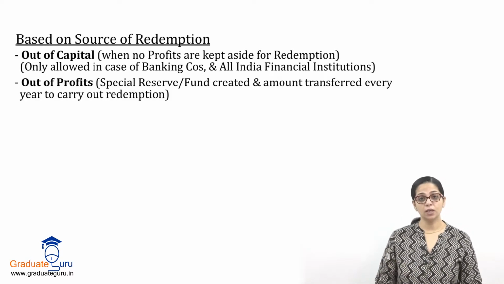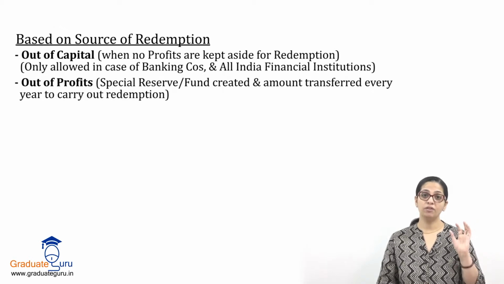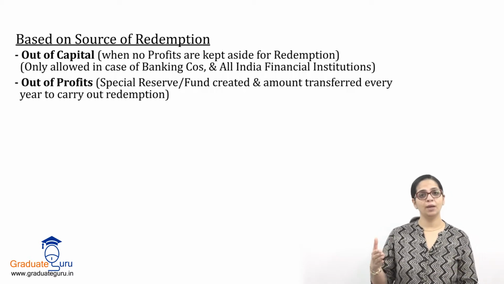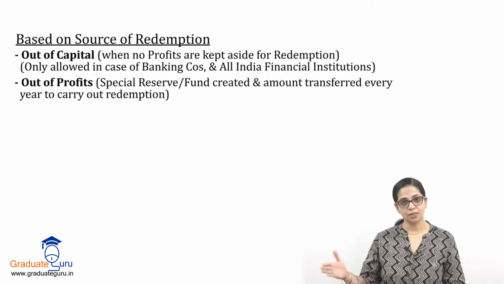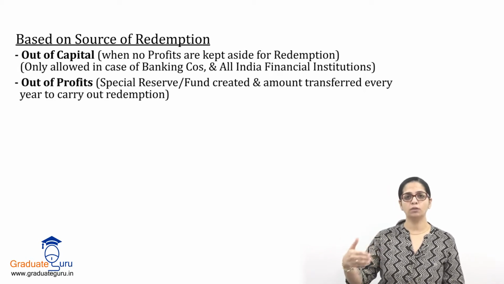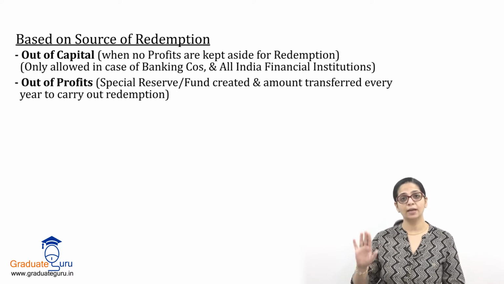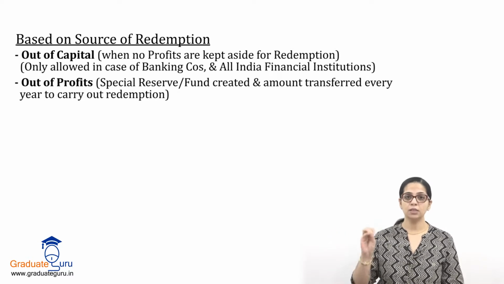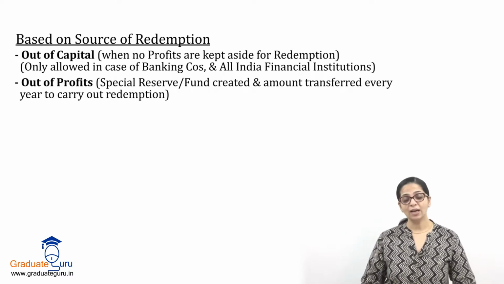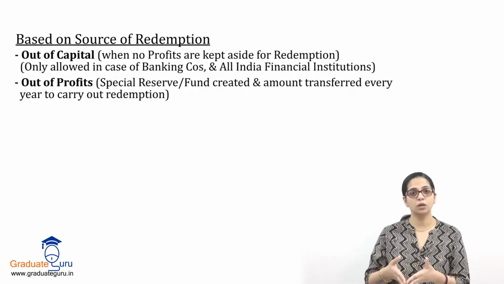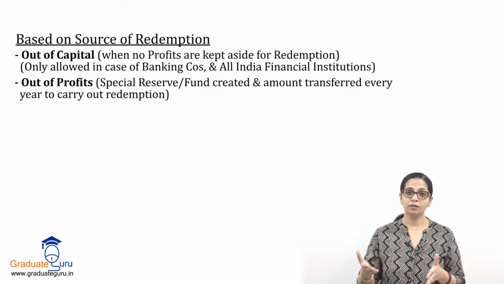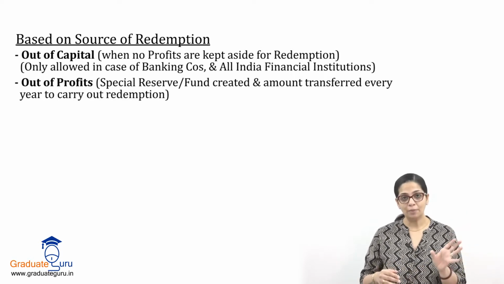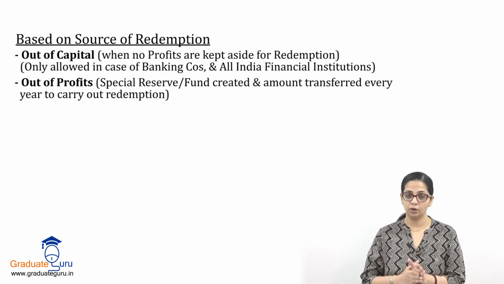So out of profits is when you are creating a special reserve or a fund specially to carry out the redemption. So जिस साल में debentures issue हुए, उसी साल से you start putting aside an amount, or maybe 2 or 3 years after that, you start putting aside an amount specially for redemption. That in future जब भी redemption करना है, हमें ये reserve से amount use करना है. So in that case, when I have created a special reserve or a special fund, that redemption becomes a redemption out of profits, because it's not a sudden redemption. I have already made a provision for that redemption over a period of years.